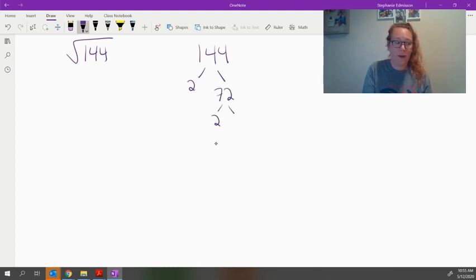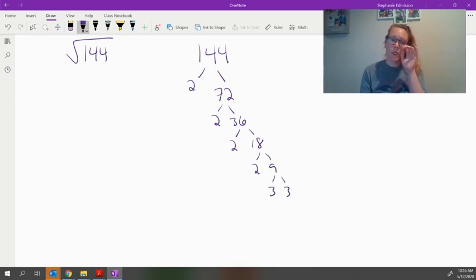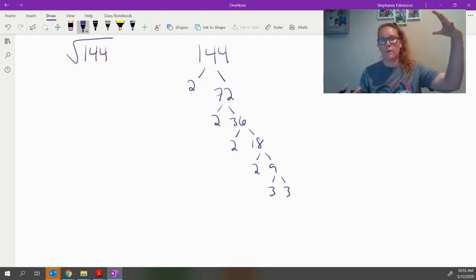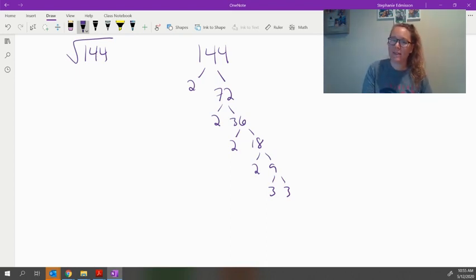72 I can also divide by 2, which is going to give me 36. 36 divided by 2 is 18. 18 divided by 2 is 9, and that's going to give me 3 and 3. So in general, it's not a great idea to divide by 2 if there's a bigger number you can divide by, because you see how long this prime tree is, but it's not a big deal. It's just not as beautiful to look at.